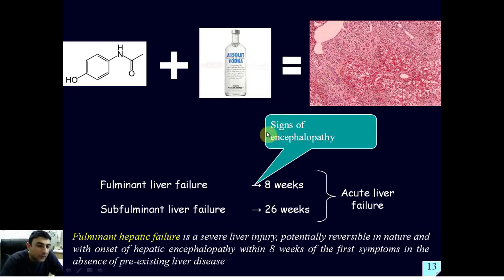And there is such a subdivision. If we have signs of encephalopathy before 8 weeks after the initial symptoms, we consider that this was fulminant liver failure, so very fast. If later, up to 26 weeks, it is sometimes considered a subfulminant liver failure, but altogether there is no serious pathogenetic difference between them, so they are simply considered as acute liver failure.